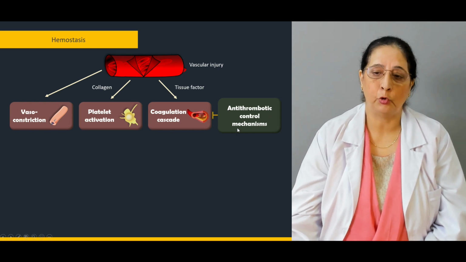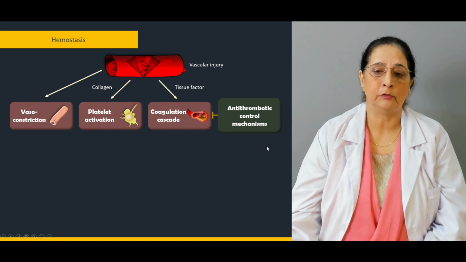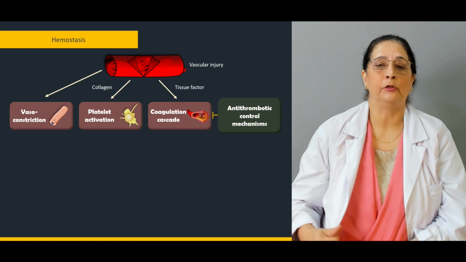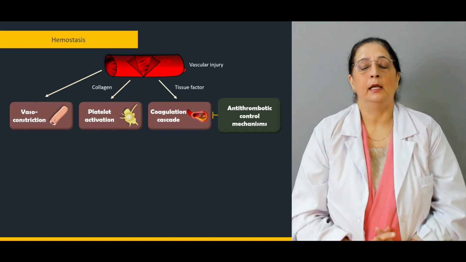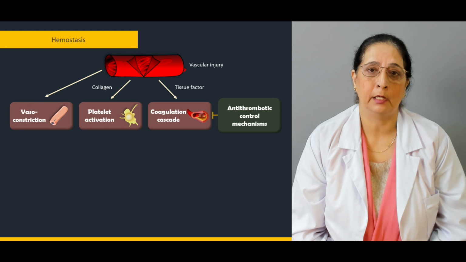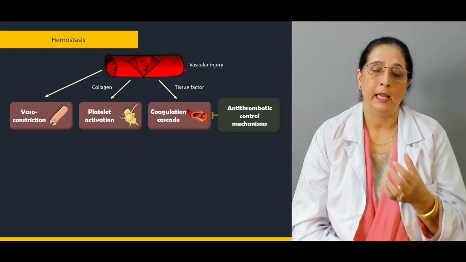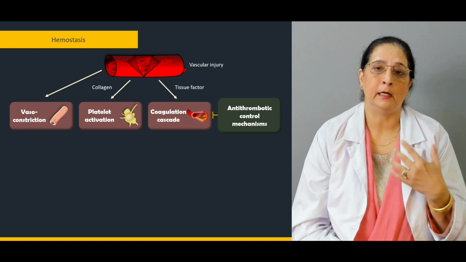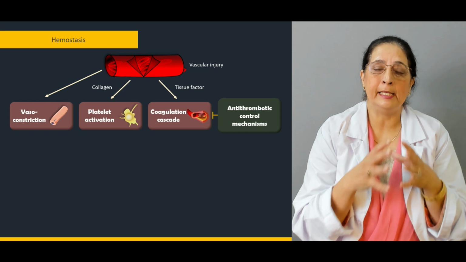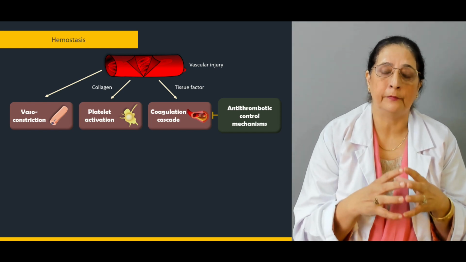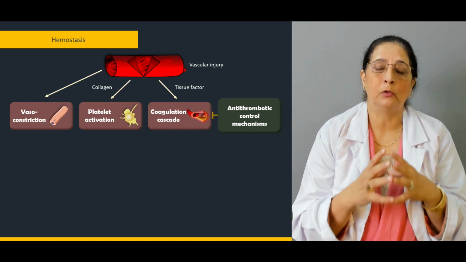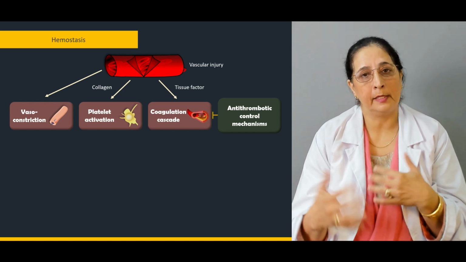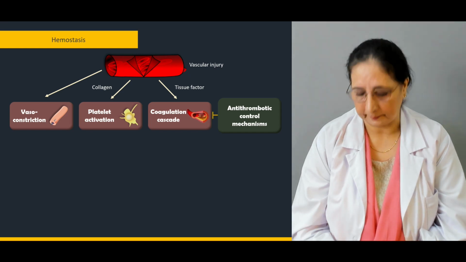antithrombotic control mechanisms. Antithrombotic mechanisms are those which prevent the blood clotting. When those factors are active and playing a role, they prevent the coagulation or clotting of the blood. And if the clotting or coagulation is not effective, then the bleeding won't stop and there is constant blood loss.